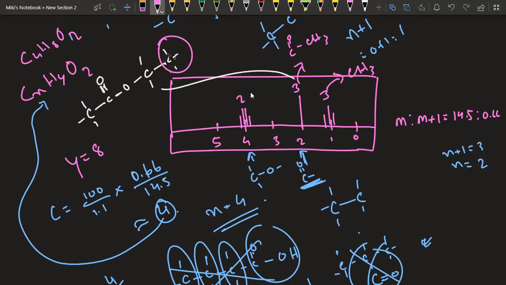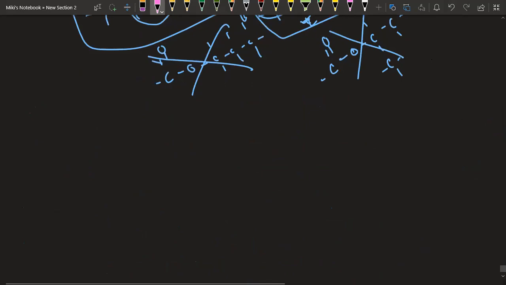And finally, we have this quartet, which is in the region of this. I mean, this is the region we are talking about. So that's basically CH2O group. Okay, so that's the region we're talking about. Now, moving on to our next example.